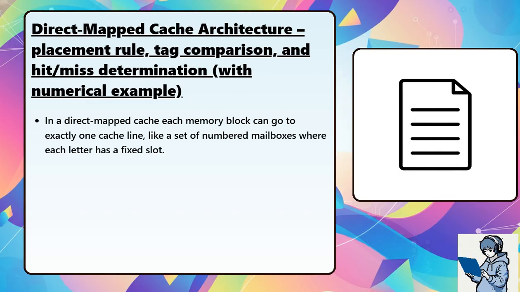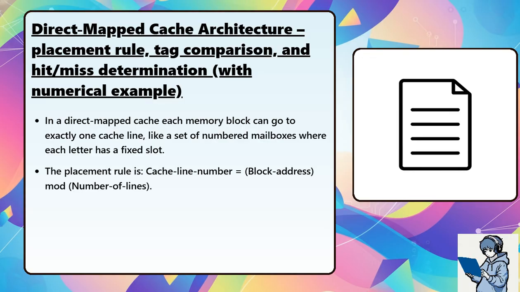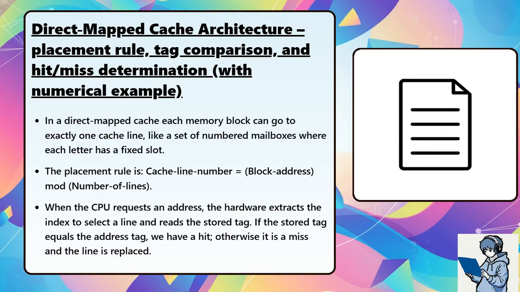In a direct mapped cache, each memory block can go to exactly one cache line, like a set of numbered mailboxes where each letter has a fixed slot. The placement rule is cache line number equals block address modulo number of lines. When the CPU requests an address, the hardware extracts the index to select a line and reads the stored tag. If the stored tag equals the address tag, we have a hit. Otherwise, it is a miss and the line is replaced.